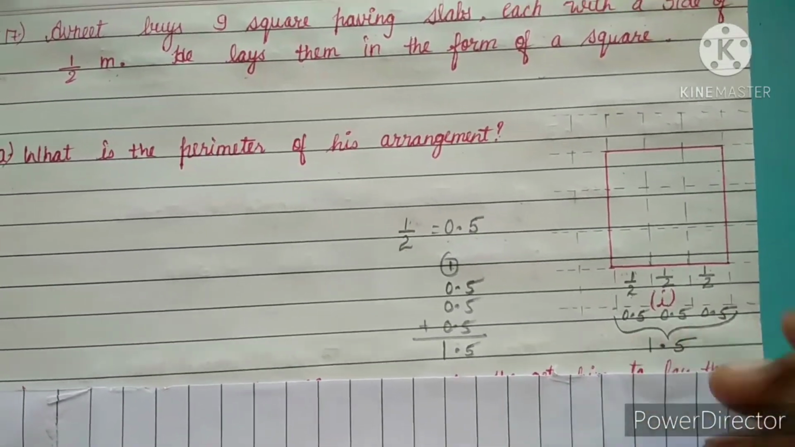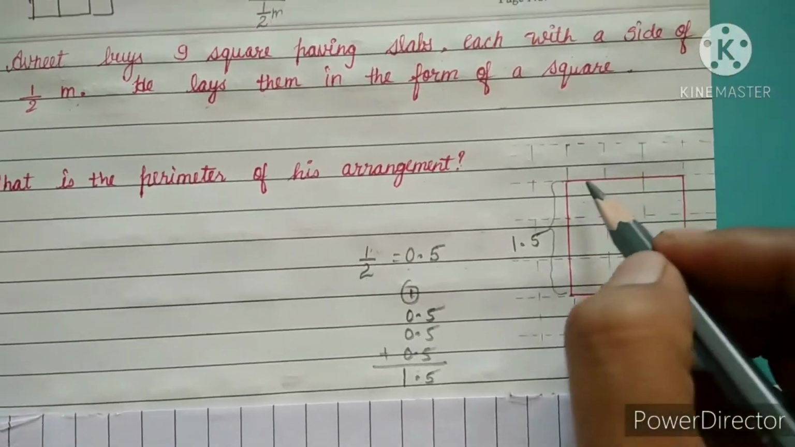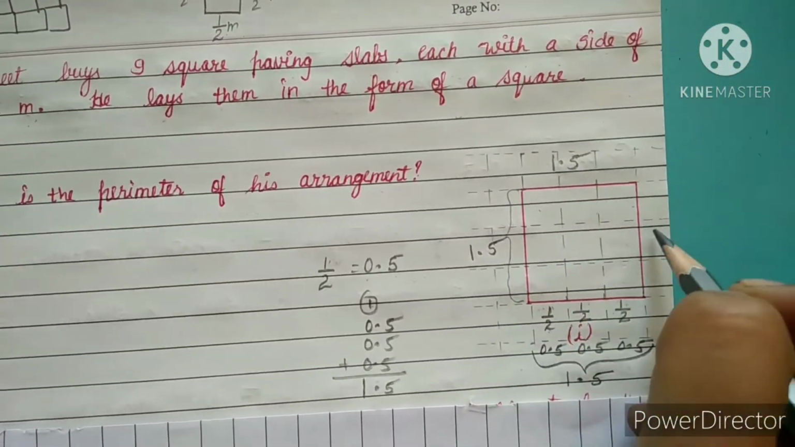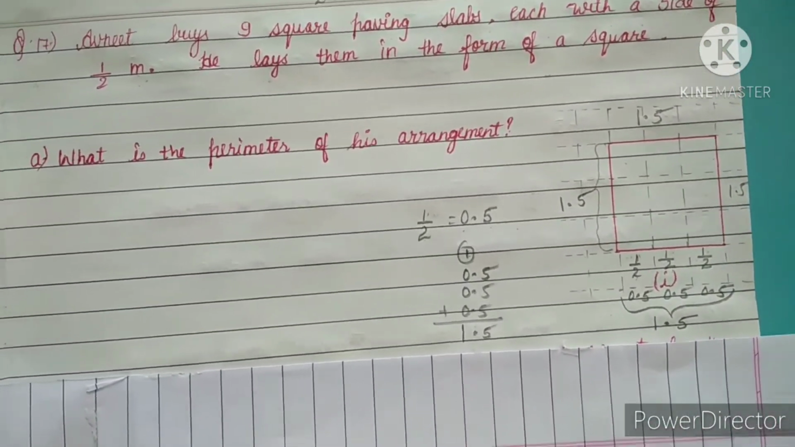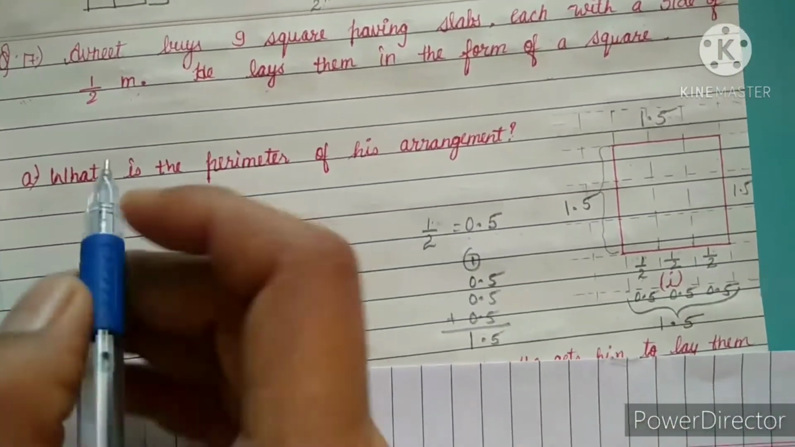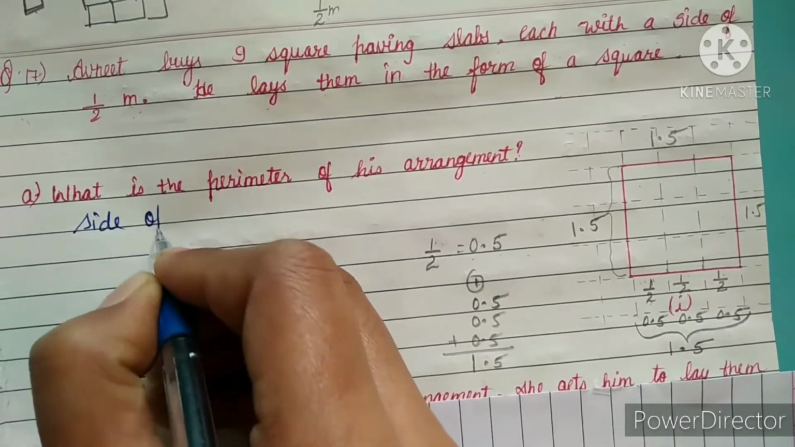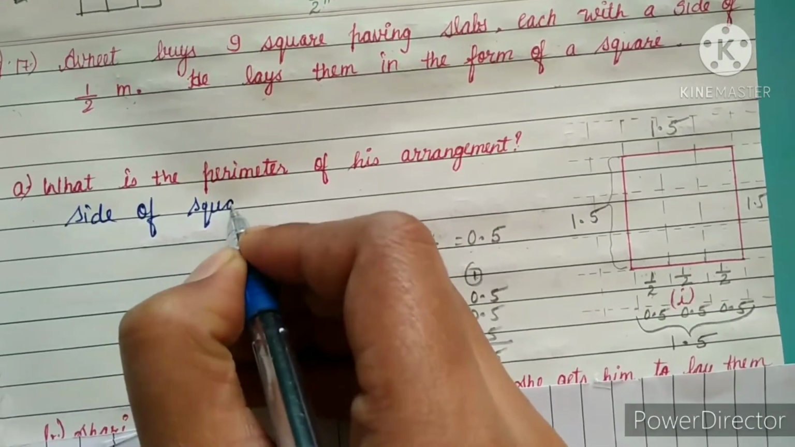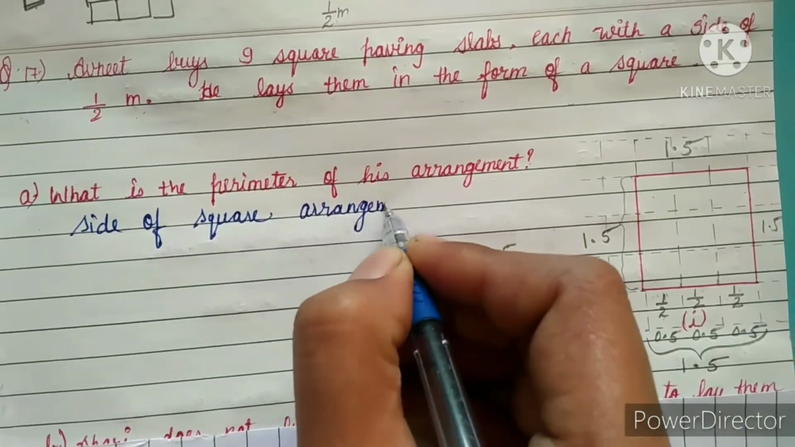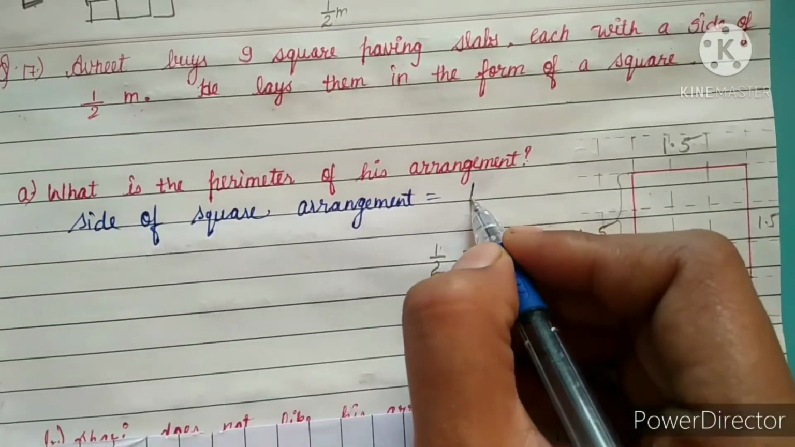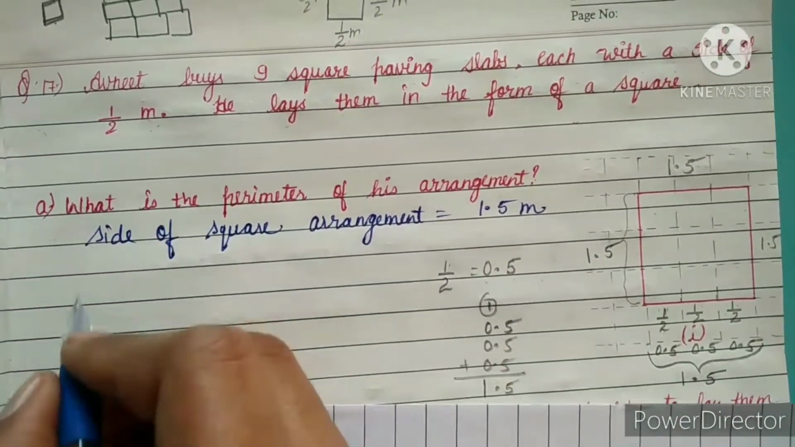So here is 1.5, it means this is also 1.5, this is also 1.5, and here is also 1.5. So we get the side of the square arrangement. Which arrangement is there? Square arrangement. The side of the square arrangement is 1.5 meter.